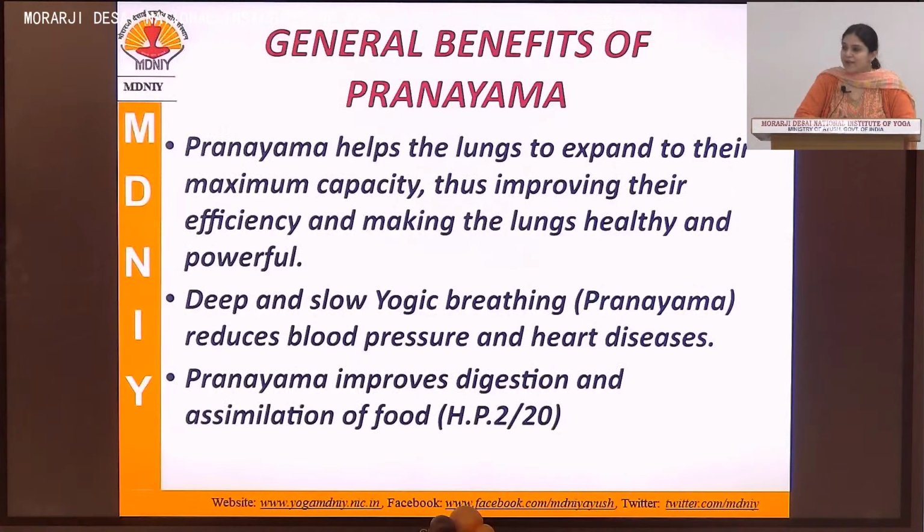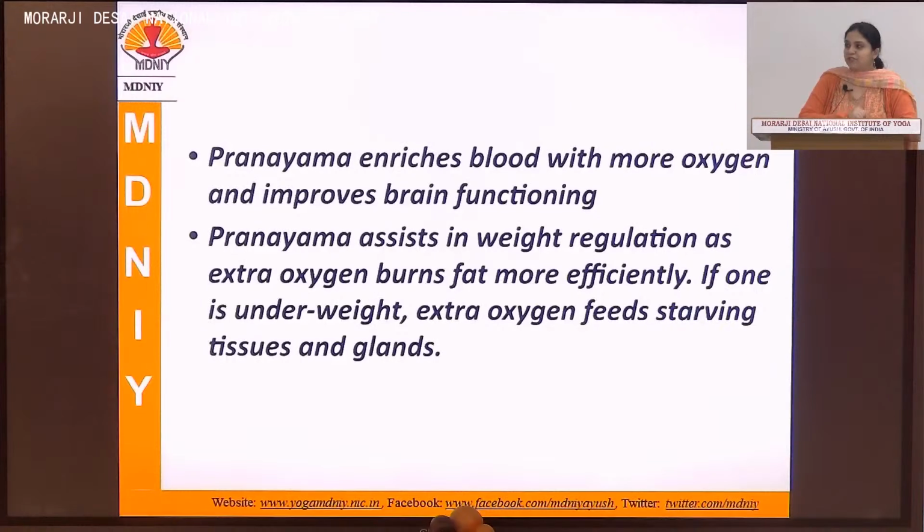Now, what are the general benefits? It improves lung capacity, improves digestion, and it is good for blood pressure and hypertension, and it improves assimilation of food, and it improves your brain functioning. It calms down the mind. It balances the body basically, not just for weight reduction or weight gain, it balances, because the mind is balanced, so the body is also balanced.